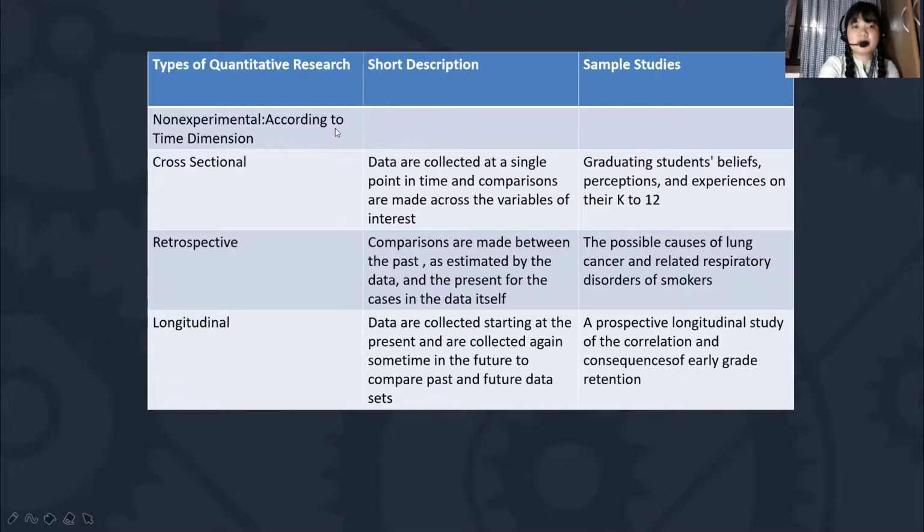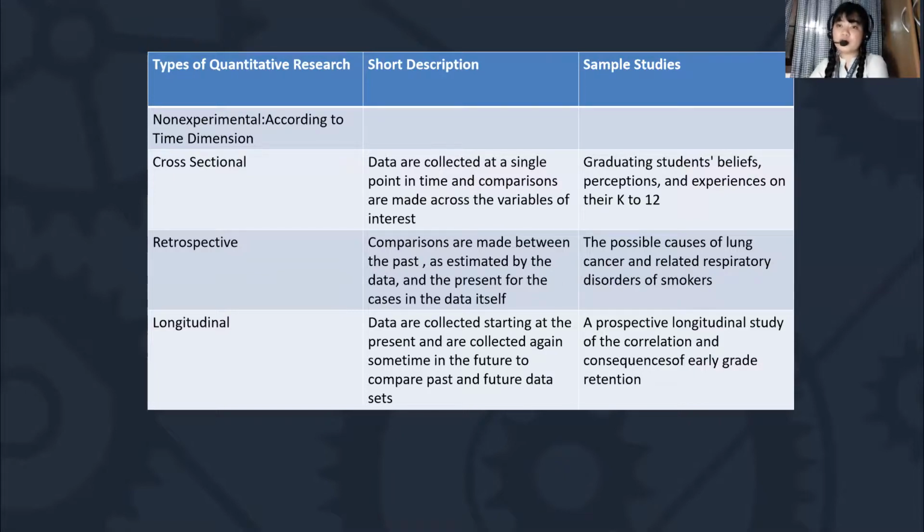In non-experimental, according to time dimension, which we have classified according to cross-sectional, retrospective, and longitudinal, you are simply going to, for example, if you're going to implement this one as a research problem, collect data on the graduating students' beliefs and experiences on their K to 12. Of course, you're going to collect it once they are already in grade 12. And of course, once they're almost at the finish line, or once they are almost done with the second semester. Why?